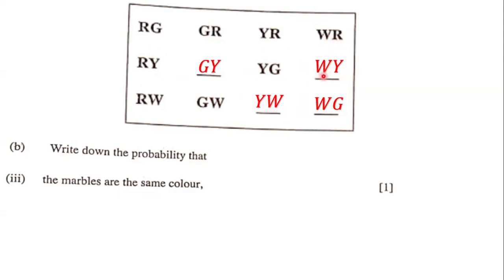WR not the same color, WY not the same color, and WG not the same color. So it does not happen, right? It happens 0 times. And so it's going to be 0 over 12. So it's basically impossible to happen because 0 over 12 is 0. And once you have a probability that equals 0, that means that event is impossible. And so that's the answer to this question, 0.